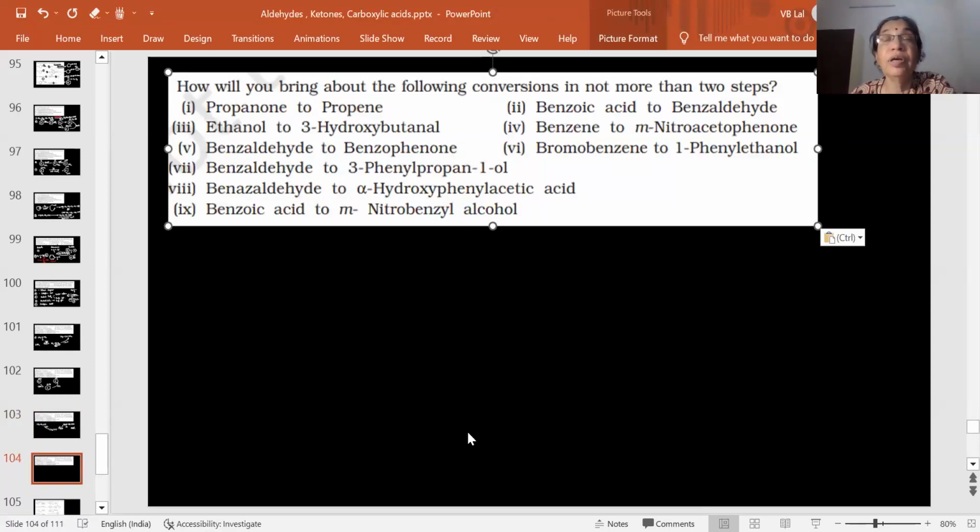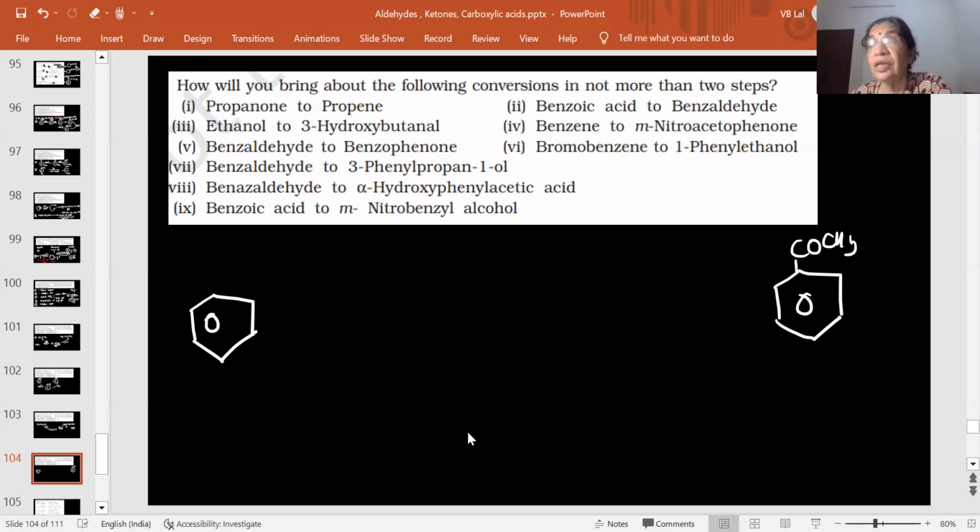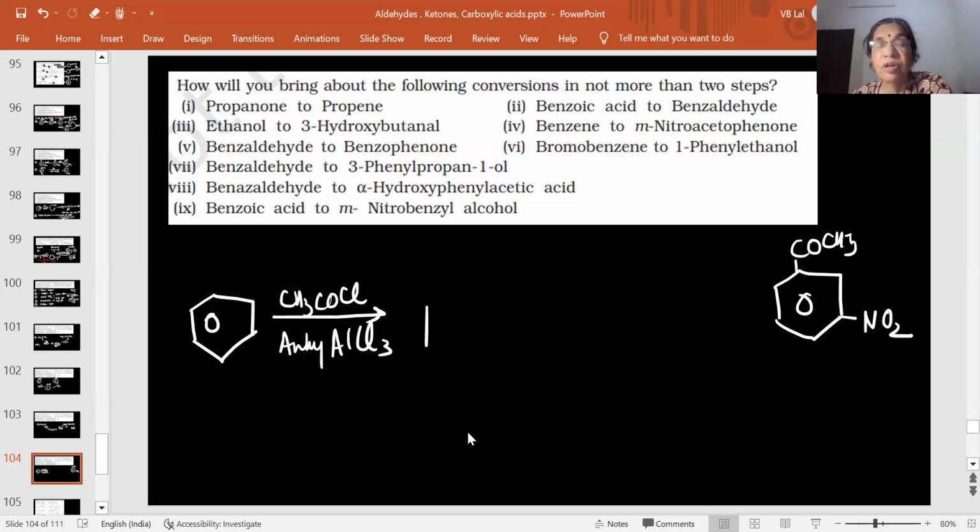Now the next one, benzene to meta-nitroacetophenone. This is benzene. And meta-nitroacetophenone is acetophenone, COCH3, and this is meta-nitro. So how will I do? First, from benzene, I have to react with acetyl chloride, CH3COCl and anhydrous AlCl3.